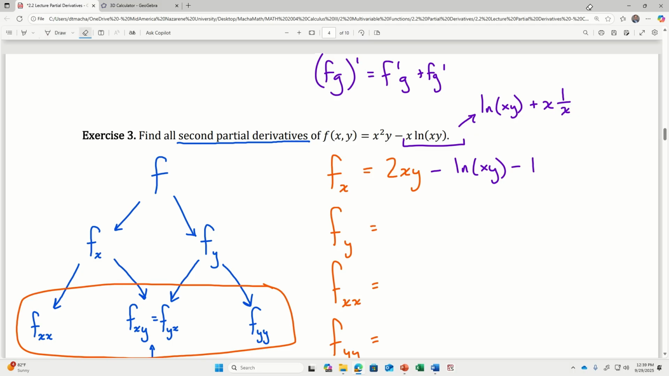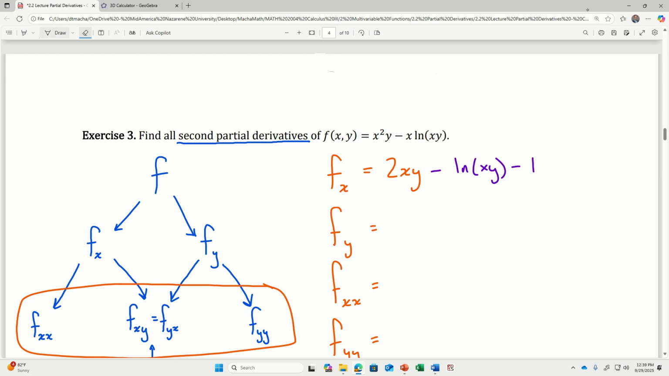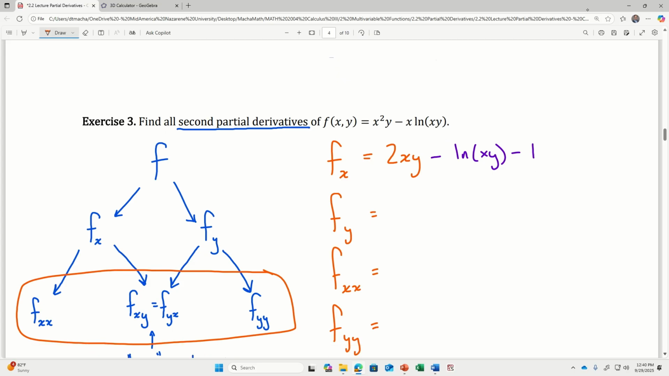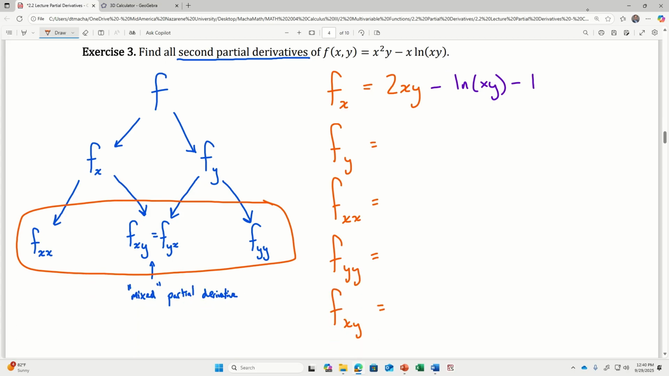Let's do it again, but now we're taking the partial derivative of f with respect to y. And so this time we don't need the product rule. X squared. Minus x squared over y. Minus xy.